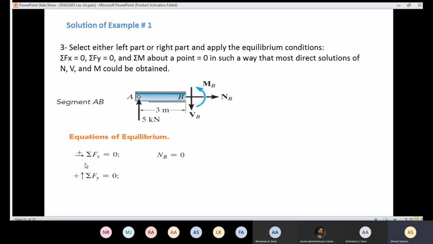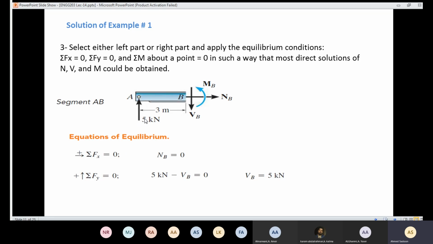Then we are going to apply the second equation. The summation of the forces in the y-axis should equal 0. Here is the sign convention. Now let's look at the forces acting on the y-axis. We have 5 kilonewtons, which is positive, and we have VB, which is negative. We have this one here positive, and that one is negative. And the summation should equal 0, which means that VB is going to equal 5 kilonewtons.